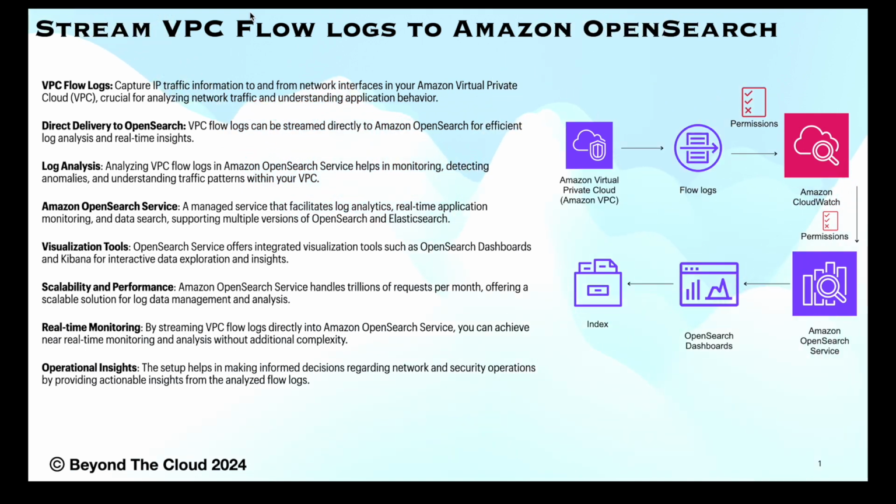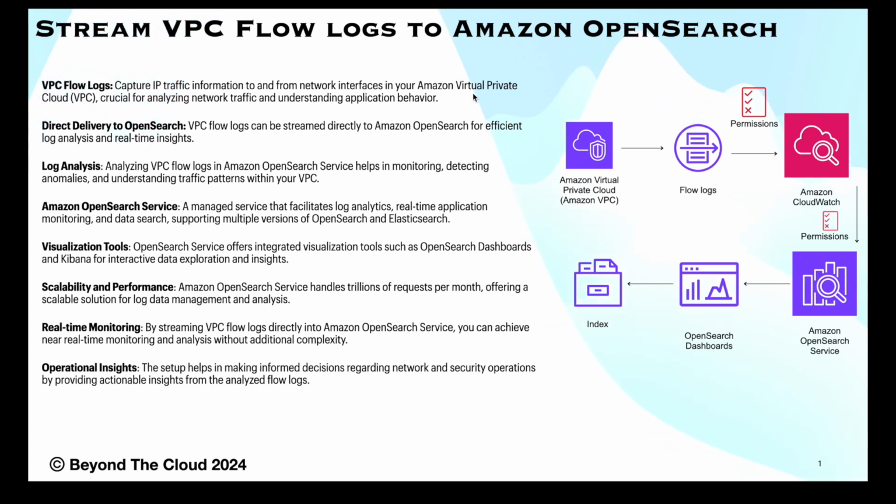VPC flow logs are a very powerful feature in AWS that captures detailed information about the IP traffic flowing through your virtual private cloud, that is your VPC, and these logs are very critical. Why? Because they have source and destination IP addresses, ports, protocol numbers, packets, time intervals, whether traffic is accepted or rejected, and everything. It has been shown here. The granular data is also invaluable for network troubleshooting, security analysis, compliance auditing, and performance optimization.